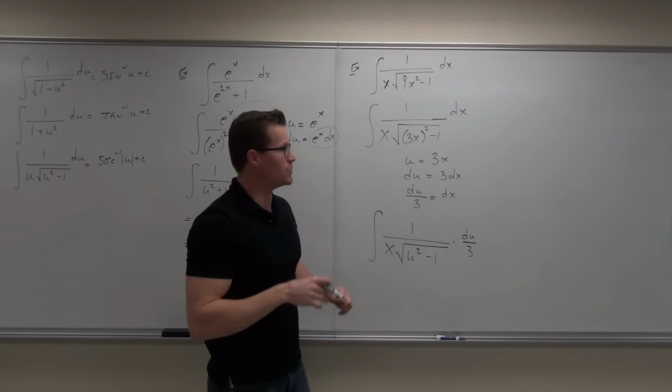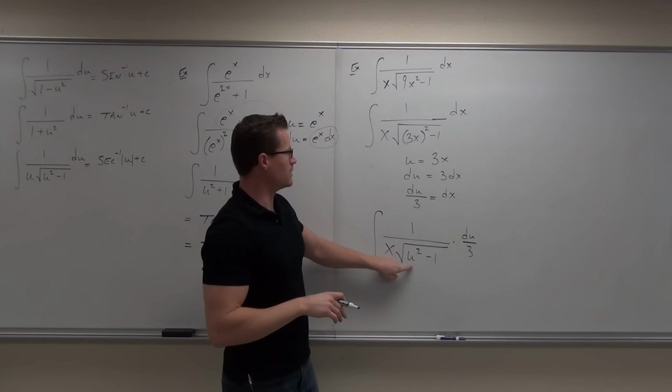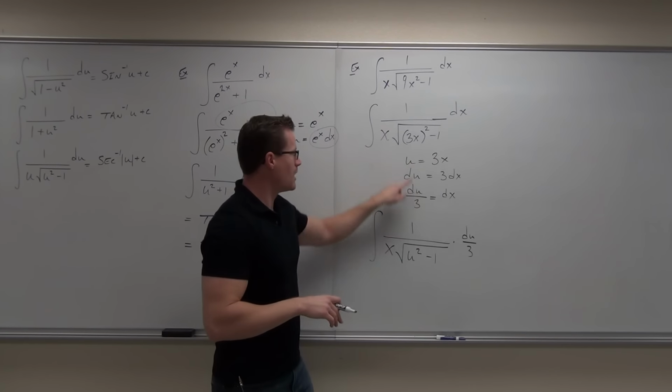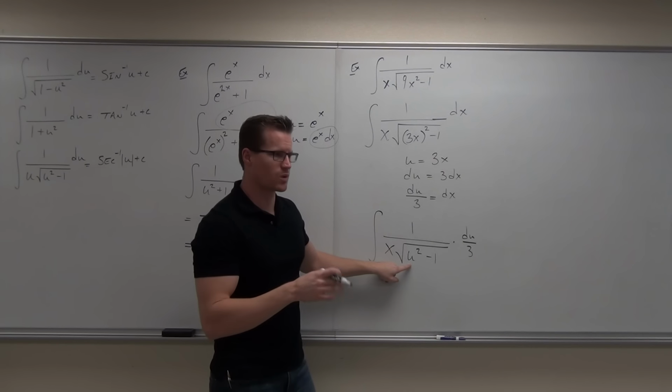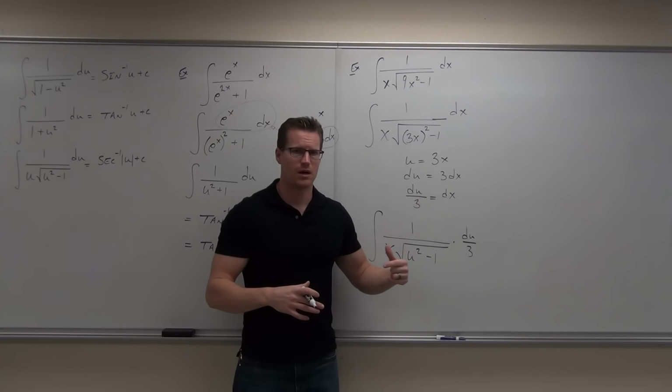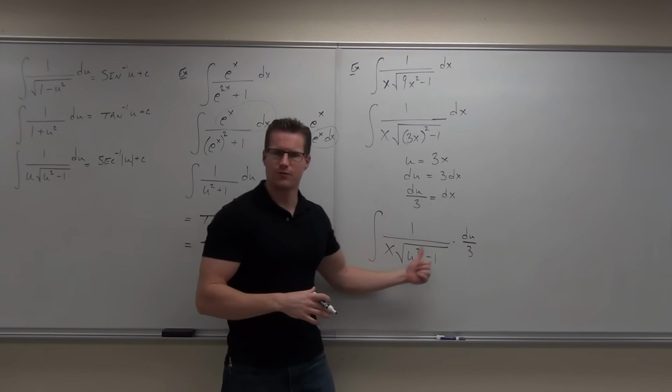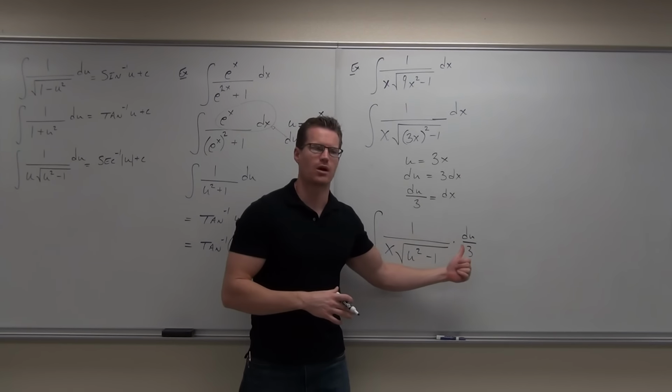Now, here's the issue. This looks really good. I did my substitution. I've already done away with the dx. I've already done away with the 3x. I got a u squared minus 1 that looks perfect. I've got a du. This is the problem. Do you see it? Yeah. Your variables have to match here. They all got to be the same.